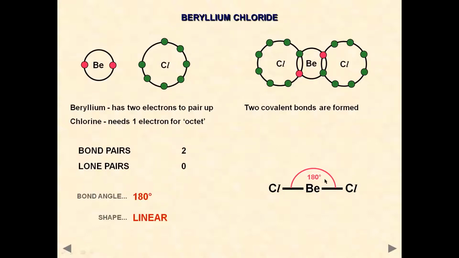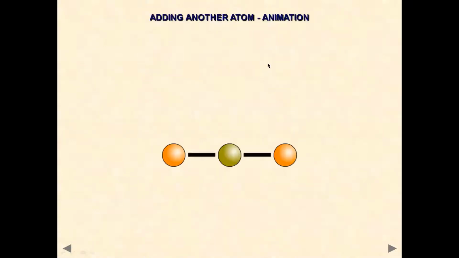So that is how we're going to draw that in the exam. So bond pairs, 2 bond pairs. Is there any lone pair? No, there's no lone pair at all. And we know from the previous slide that if there are two bond pairs, the shape is going to be linear and the bond angle is going to be 180 degrees. Right, so just have a look at this animation here. So we know two bonds, linear.